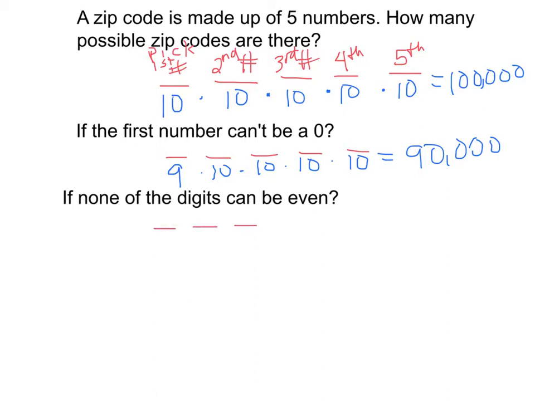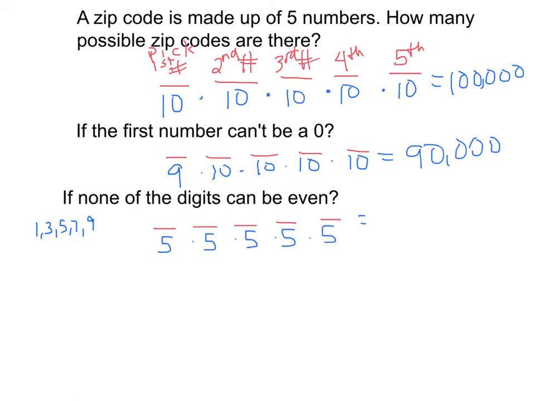So if we take our 5 tasks again, so this is a different option. Now none of these digits can be even. Sometimes in these examples, the best thing to do is just to list out your choices. So if none of the digits can be even, we're talking about 1, 3, 5, 7, and 9. 0 is considered an even number because it's divisible by 2, which means that there are 5 choices for each of these tasks because none of the digits can be even.